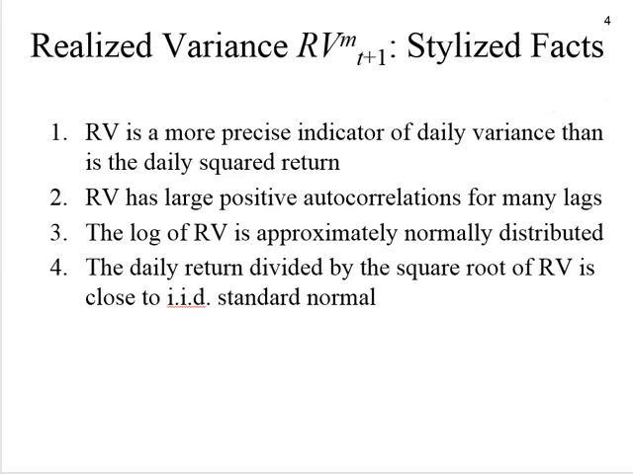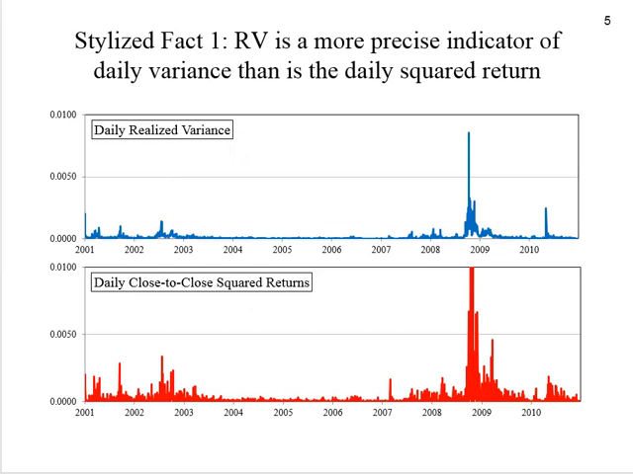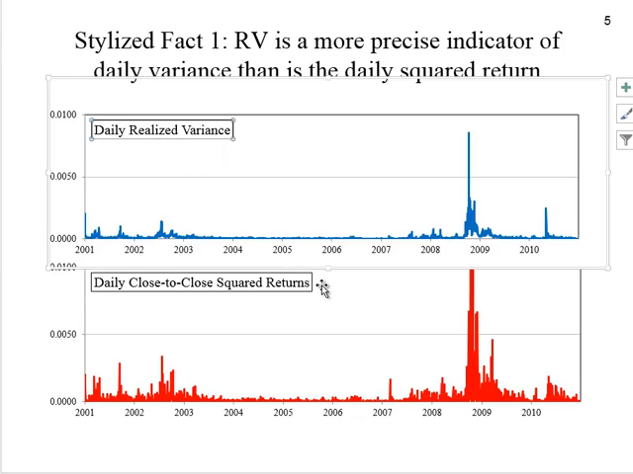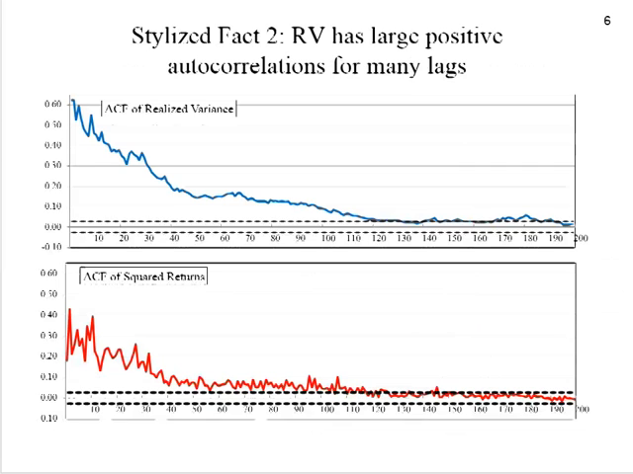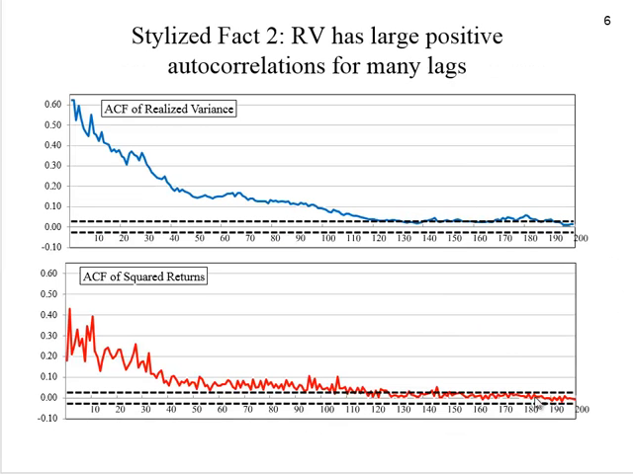There are 4 stylized facts for realized variance. Realized variance is the one computed with high frequency data. The first one is that realized variance is a better estimator of daily variance than square returns. So from now on, if you have it available, use realized daily variance instead of the square returns for daily variance. The second stylized fact is that the autocorrelation function is very positive for about 50 lags.